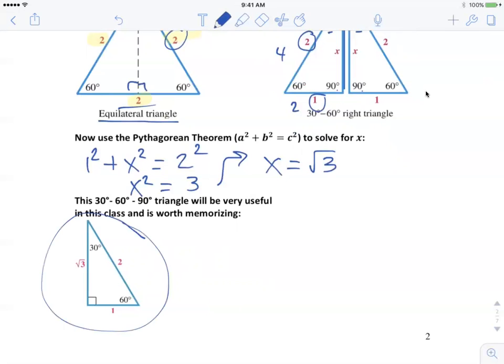So in the 30, 60, 90, the sides will be in that ratio, 1, root 3, and 2, okay? And it's always going to be in proportion, right? So if I look at another 30, 60, 90, let's times that by 3. And then I'm going to times the hypotenuse by 3, and I'm going to times the root 3 by 3, right? This would just be a larger 30, 60, 90 triangle. But the sides are always going to be in that ratio of 1, root 3, and 2, regardless of the factor. Okay.